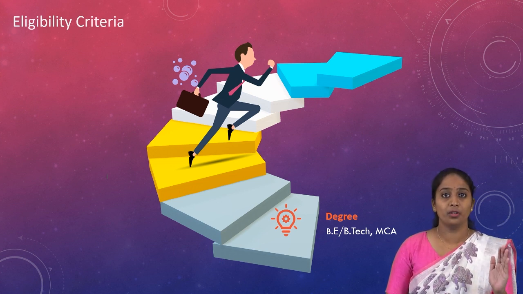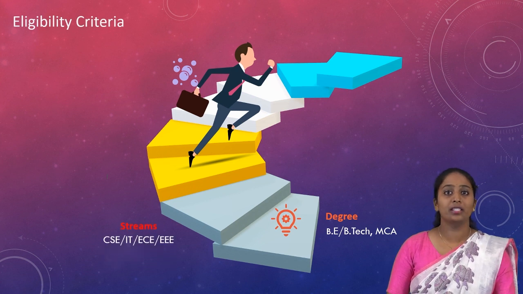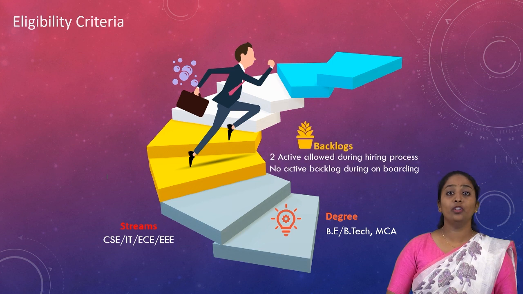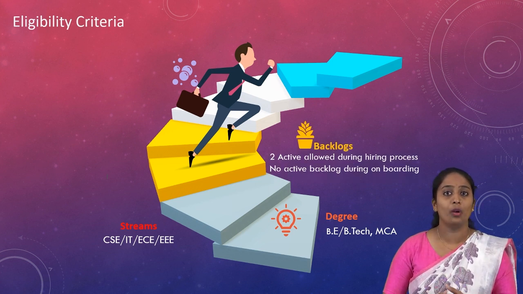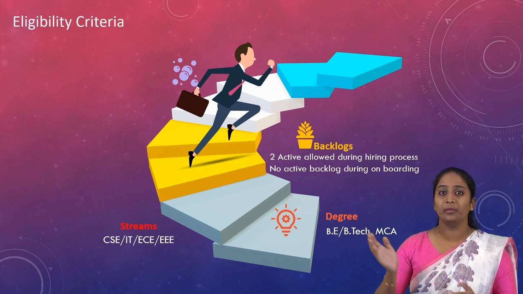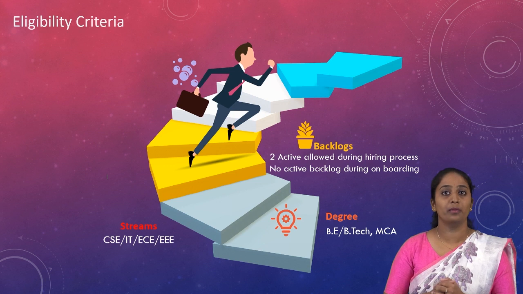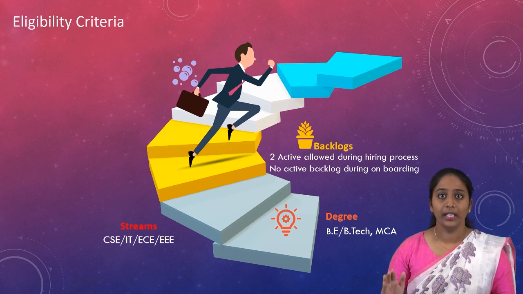So Capgemini is considering BE, BTech or MCA students with streams of CSE, IT, EC and EEE. And coming to the backlogs, they are allowing students having 2 active backlogs. There are some companies who don't allow backlogs. Considering the pandemic situation, Capgemini has decided to allow 2 active backlogs when you are applying for the company.